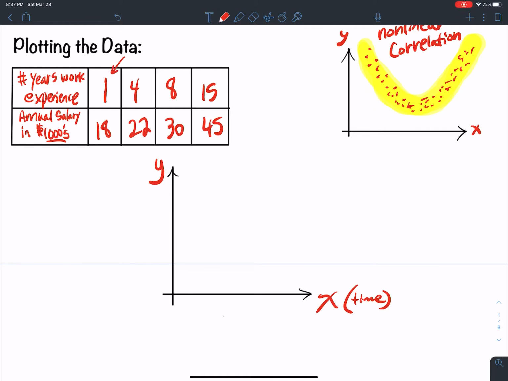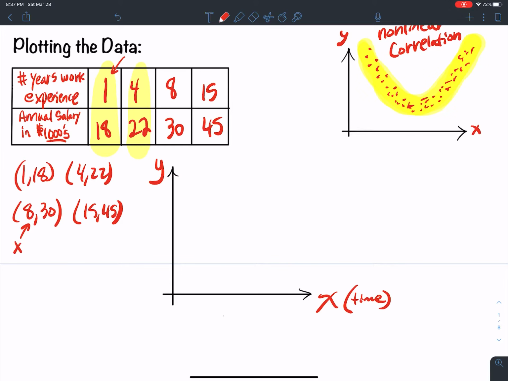So let's mark these as ordered pairs. What's my first ordered pair? It's 1, 18. What goes with 4? 22. So I have 4, 22. Then I have 8, 30. And last I have 15, 45. How to plot. The first number tells me how far to go over. That's the X number. And the second number tells me how far to go up or down. Okay? So left or right for the X and up or down for the Y.